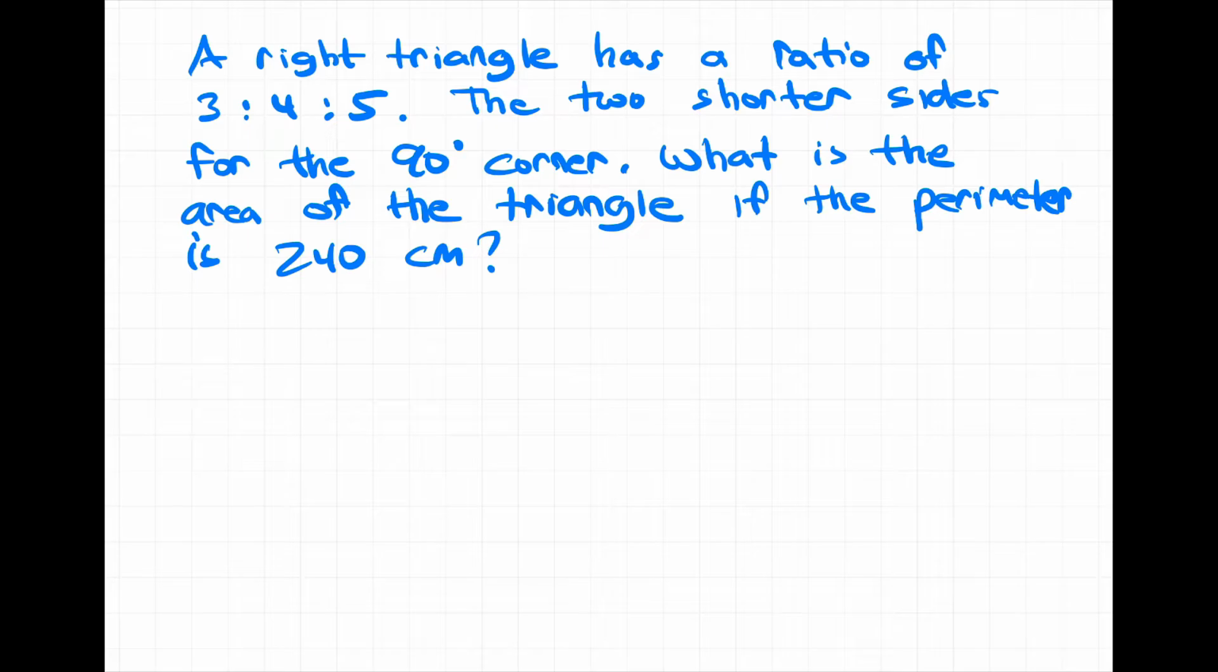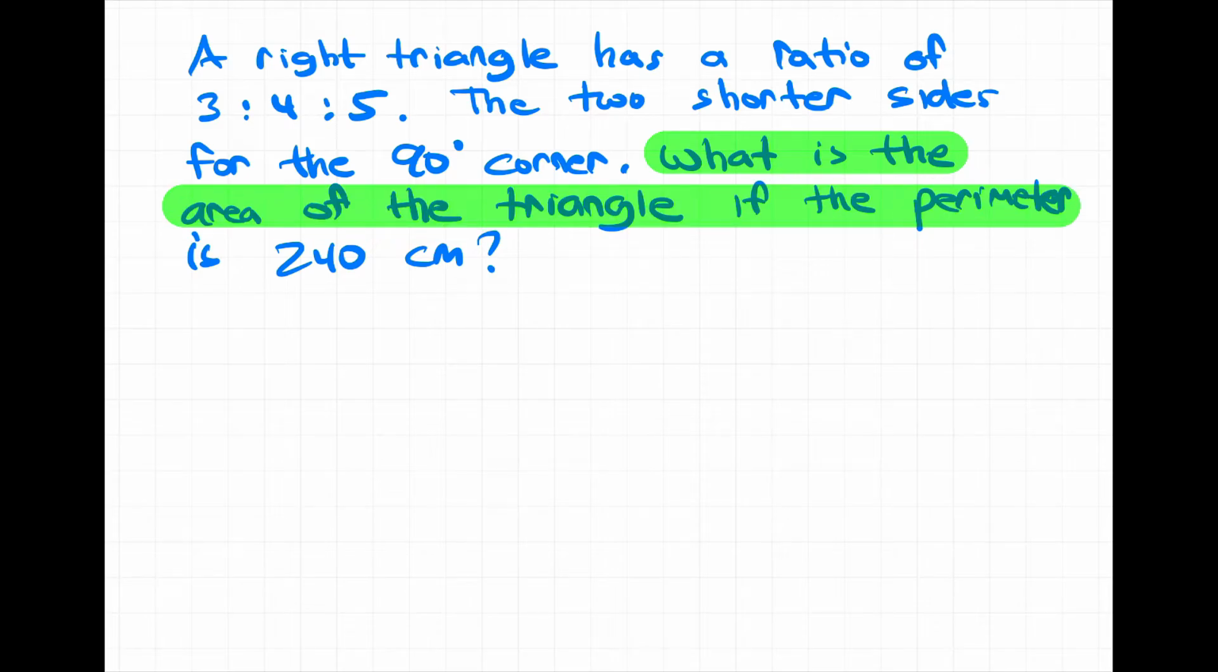Okay, this is the last example, another word problem. And again, I would like you to pause the video, extract as much information out of there as you can, and then analyze it, and then do your best to come up with the solution to this. And what are they asking for? What is the area of the triangle if the perimeter is 240 centimeters? Okay, so pause the video, give it a shot, then turn it back on and check out my work and compare it to your work and your answer.